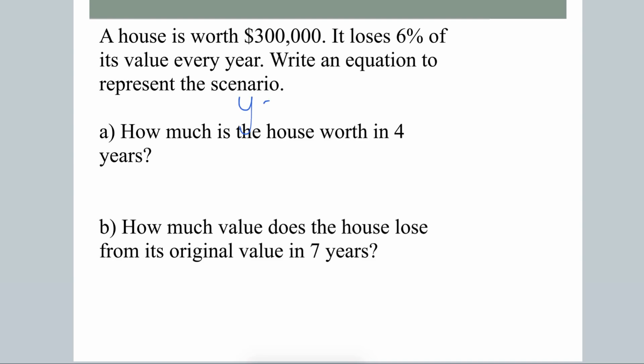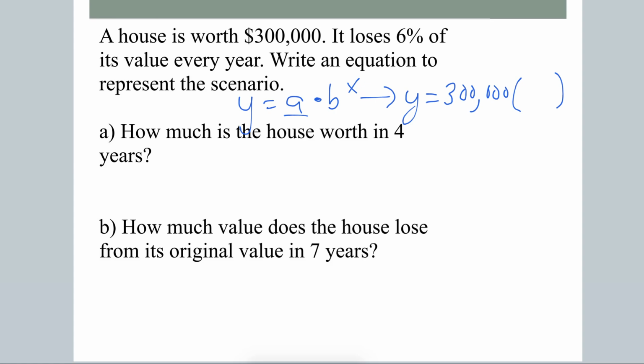So we know that y equals a times b to the x is our exponential growth or decay general formula. So let's start to build this. So remember, a is your initial value, so y equals 300,000. Now b, this is where it gets tricky.